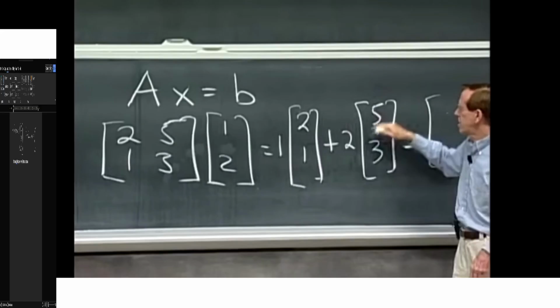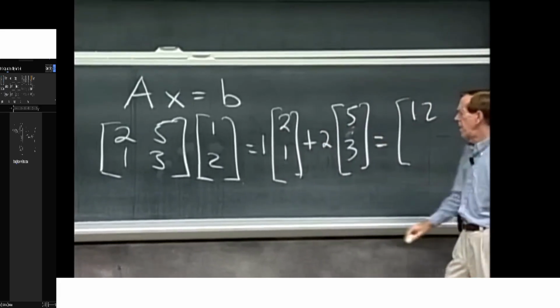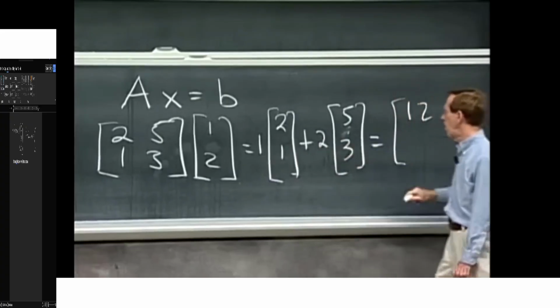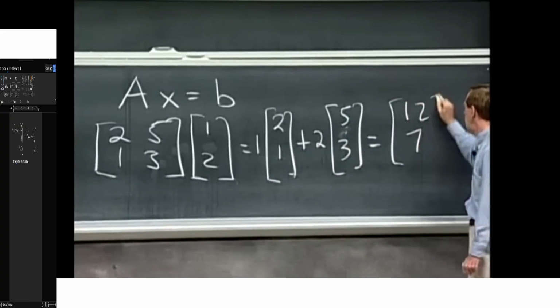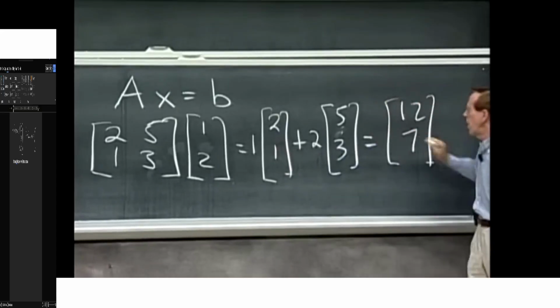Okay, so 1 times the first column plus 2 times the second column, which is just, in the first component, I'm getting a 2 and a 10. I'm getting a 12 there. In the second component, I'm getting a 1 and a 6. I'm getting a 7. So that matrix times that vector is 12, 7.